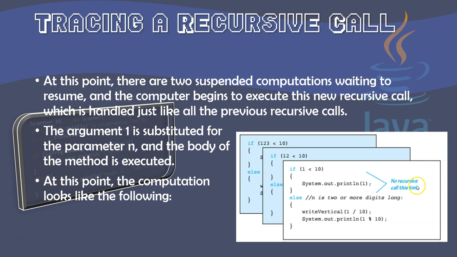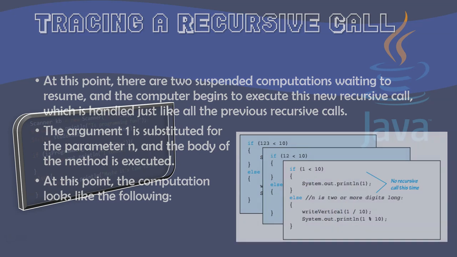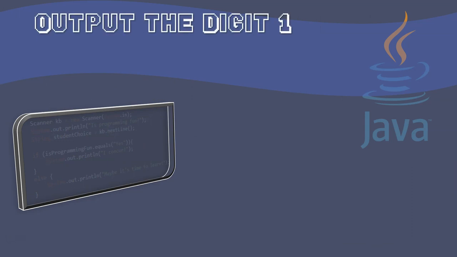You'll notice there's a little note I left here: no recursive call. Because think about it, is 1 less than 10? Yes, it is. Well, what's that going to do to our code now? At this point, we keep going into this else statement, but now we're going into the if statement. So what is going to happen? We're going to output the digit 1 because we have a print line statement there.